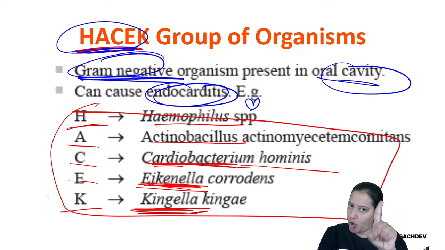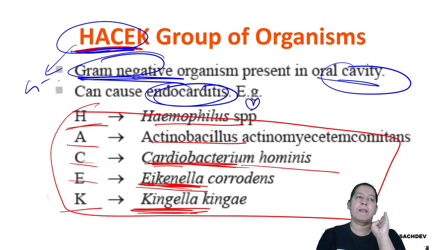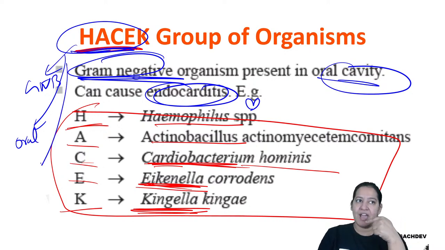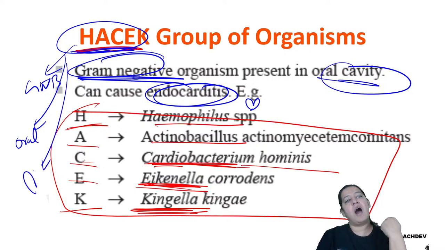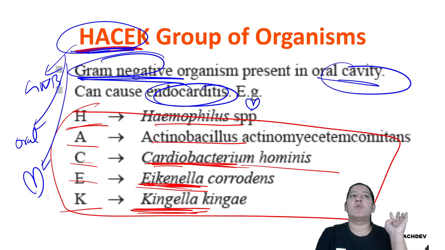In five bacteria, there is one common property: they all are gram negative. First thing, gram negative bacilli. They all are present in the oral cavity. And from the oral cavity, if they go in the blood, they will go to the heart and cause endocarditis. So that is the common property of these five bacteria, known as the Hasek group.